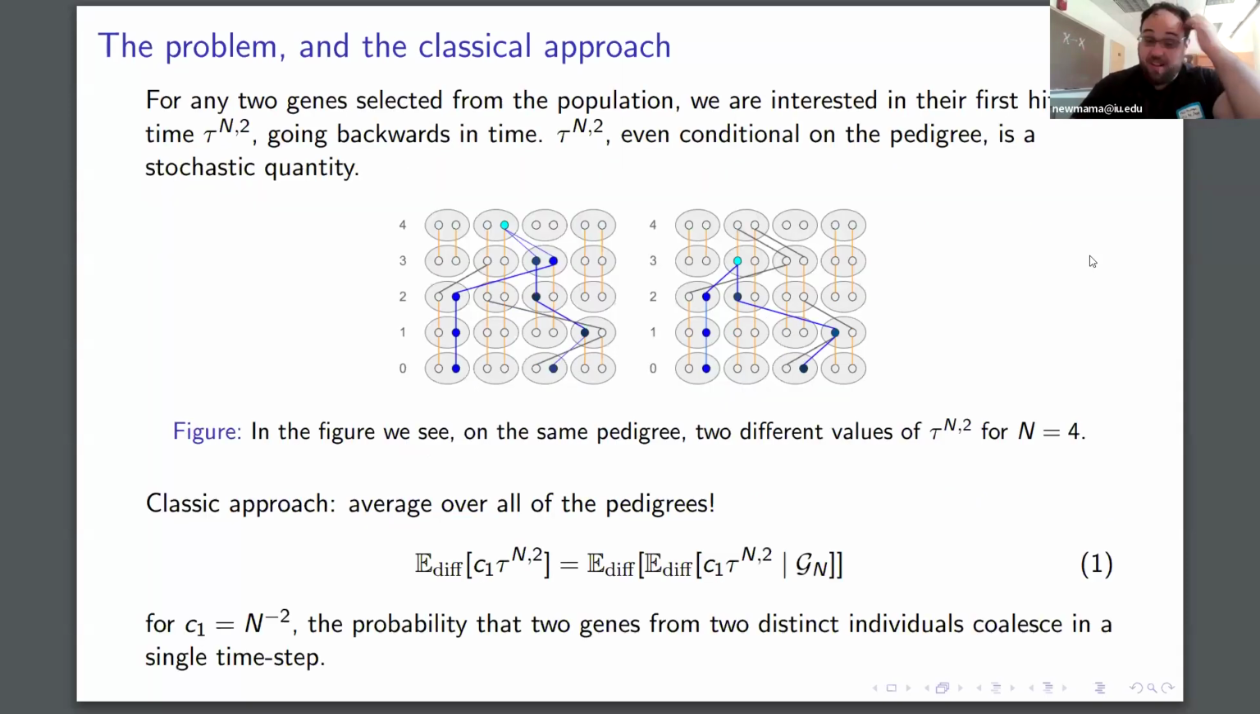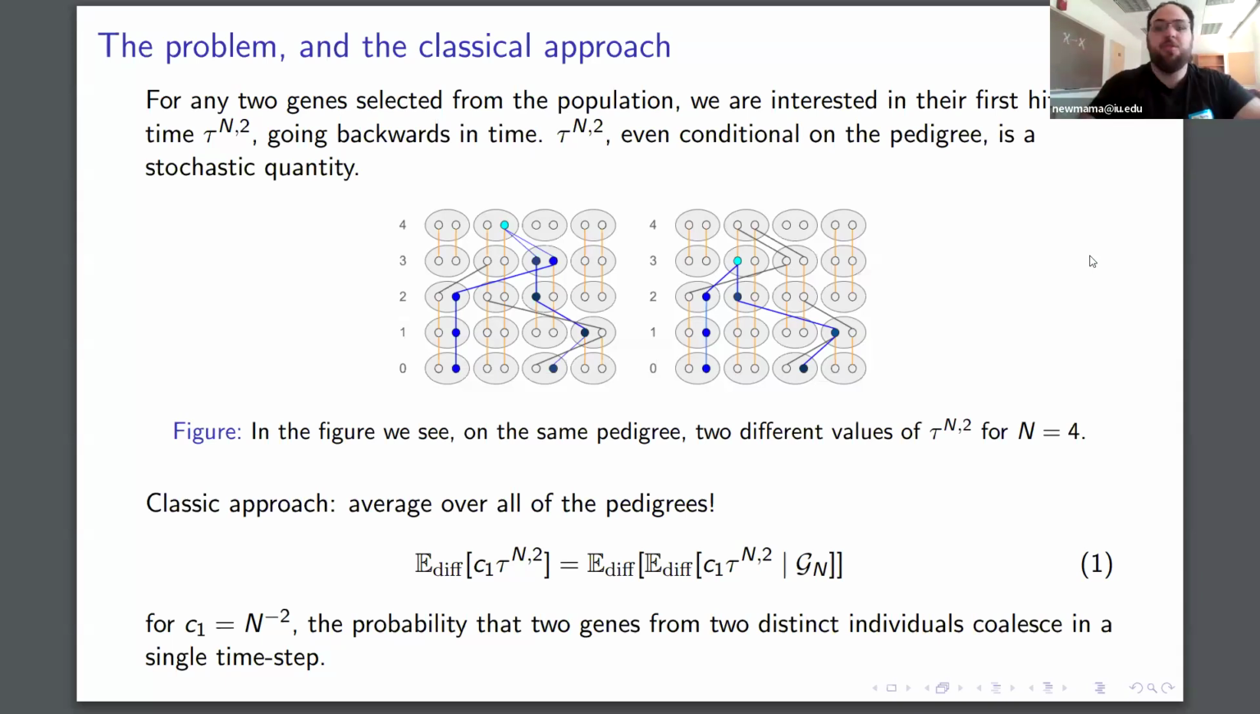So what's the classical approach to understanding the limiting distribution of the conditional coalescence time? Well, it's kind of to average over all the pedigrees, right? So what's the average behavior of this coalescence time? It's given just by averaging over all of these conditional times, right?